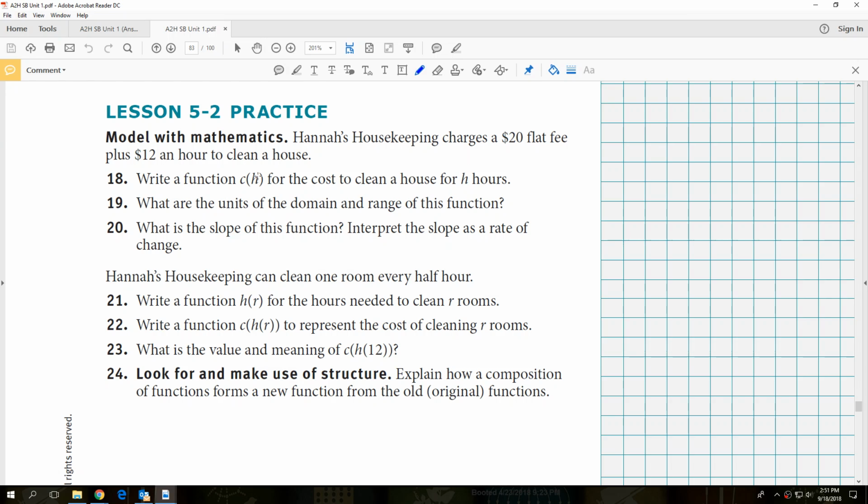So first of all, write a function c of h for the cost to clean a house for h hours. So we'll just do that right here. c of h is equal to 20 bucks flat fee plus $12 per hour.